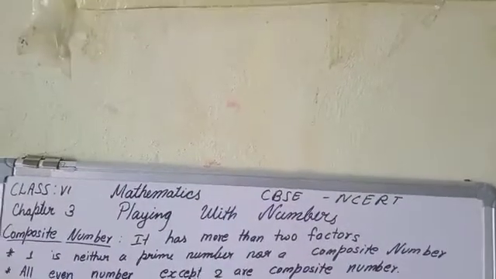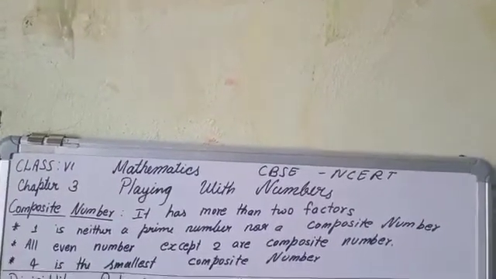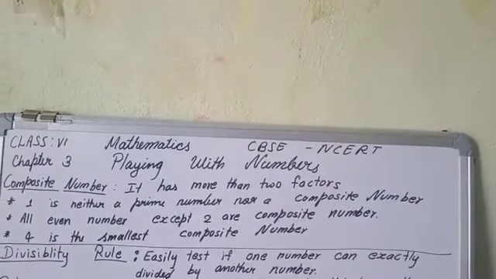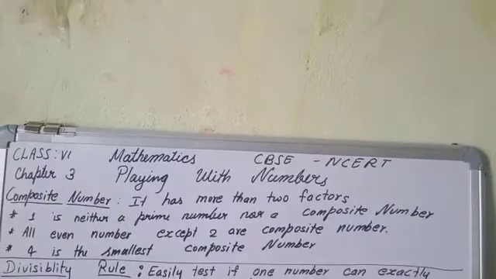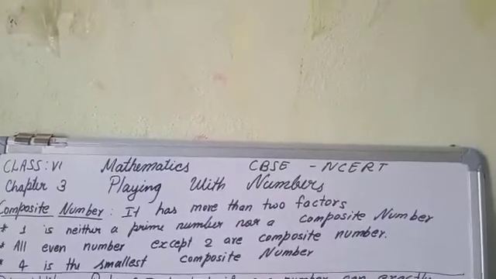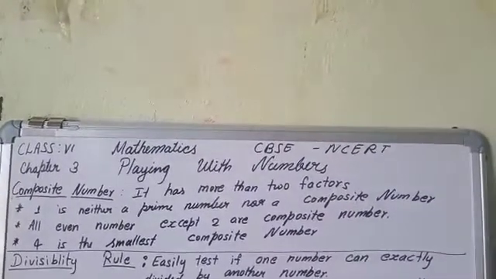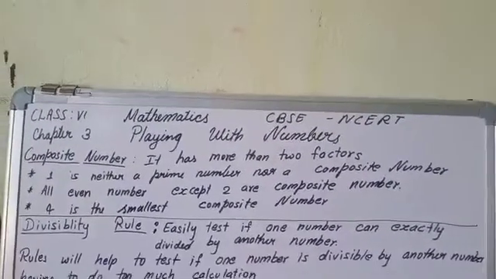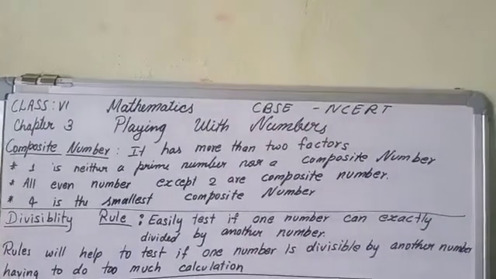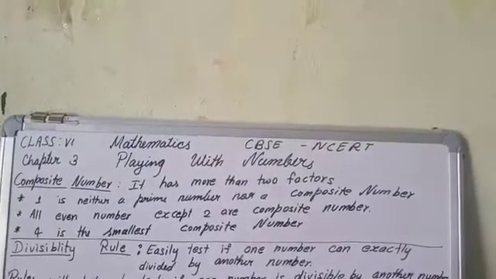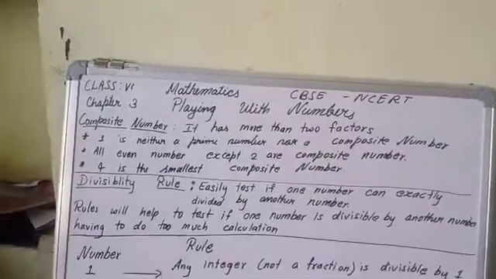Next we are going to learn the divisibility rules. Why are divisibility rules required? You can easily test whether one number can be divided exactly by another number. If we follow the rules, it becomes easy for us. Without any calculation, we can identify whether a number is divisible by the given number. The rules help us test this without much calculation.